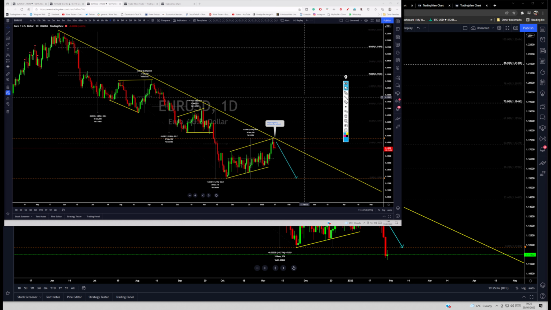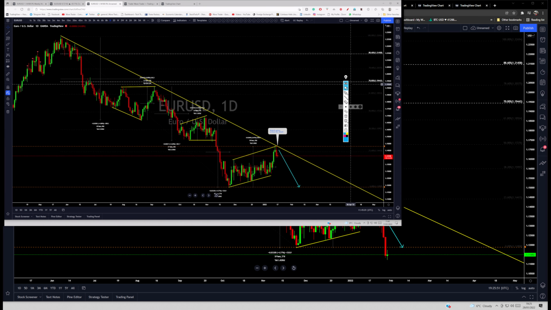Hello and welcome back. Hope you're doing well. So we are having a euro dollar setup. Euro dollar is setting up for our next bearish wave all the way back to that previous low up to 112, or in the longer term more downside up to 1718.